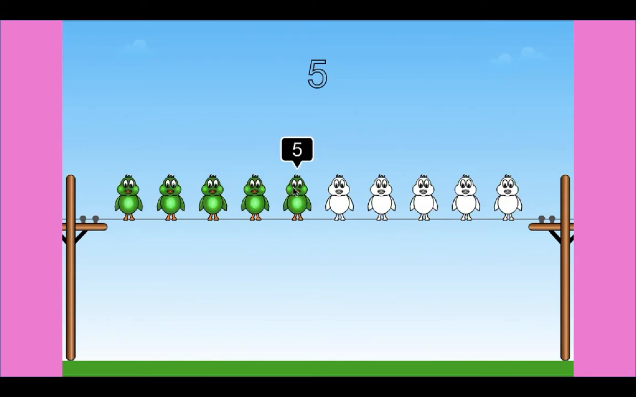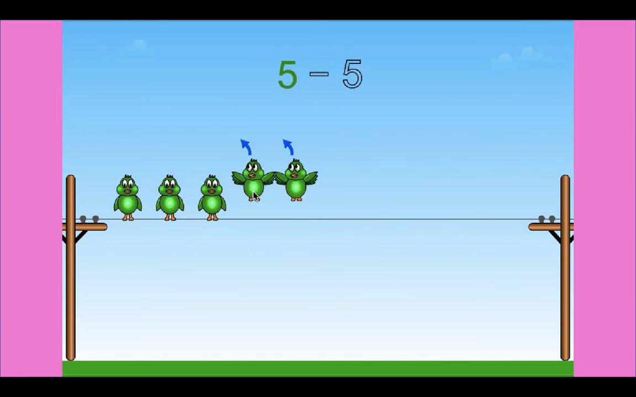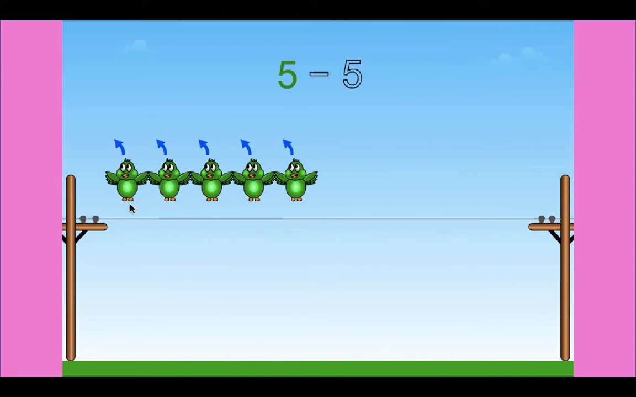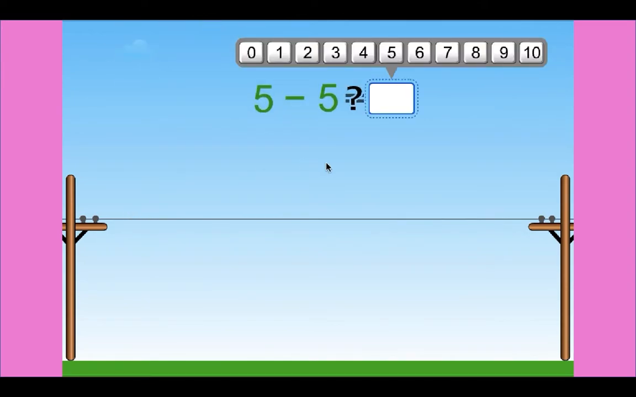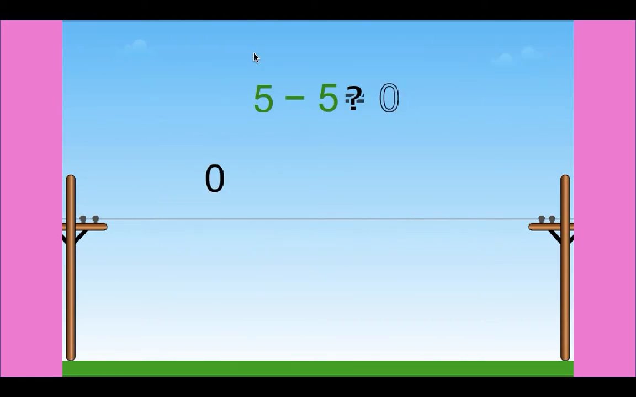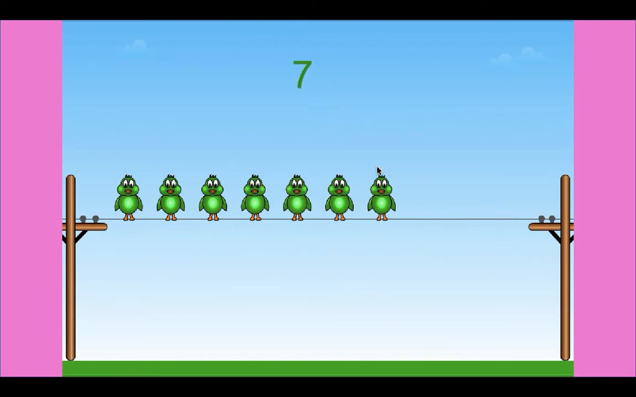Then Gigi said to make 5 again, so I made 5. But this time it said minus 5. And remember, minus means I'm taking away, so I took away 5. And now look, I don't have anything left there. It's nothing. And remember from Elsa, nothing is 0.